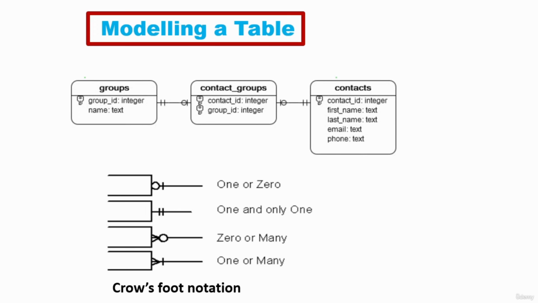So you can see the relationships between the tables have been illustrated using these symbols, which are illustrated here using the crow's foot notation. I'm going to end this part of the video here, and in part 2 of the video we'll go ahead and create these 3 tables.